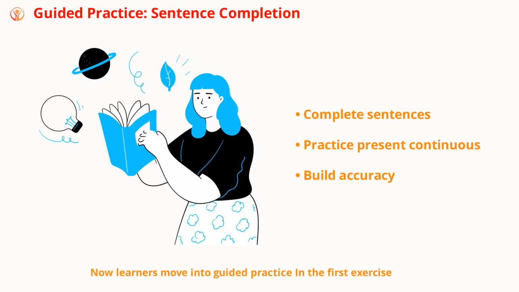Now, learners move into guided practice. In the first exercise, they complete sentences using the correct form of the verb. For example, "The boy, run." The correct answer is running. This activity gives learners a chance to apply the new structure in a controlled setting, building their confidence and accuracy.